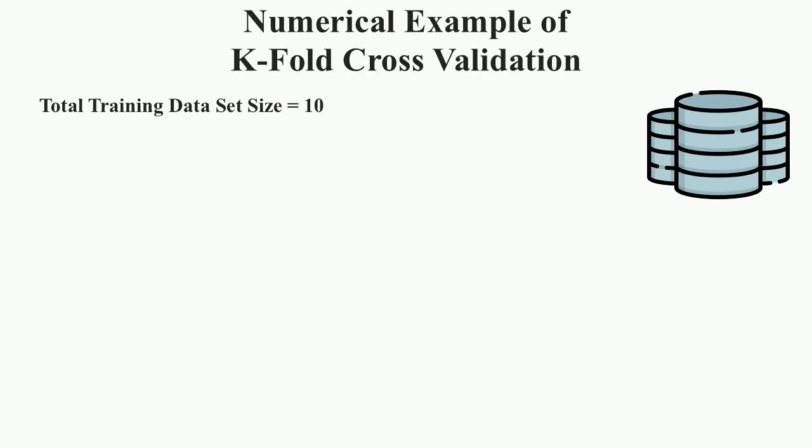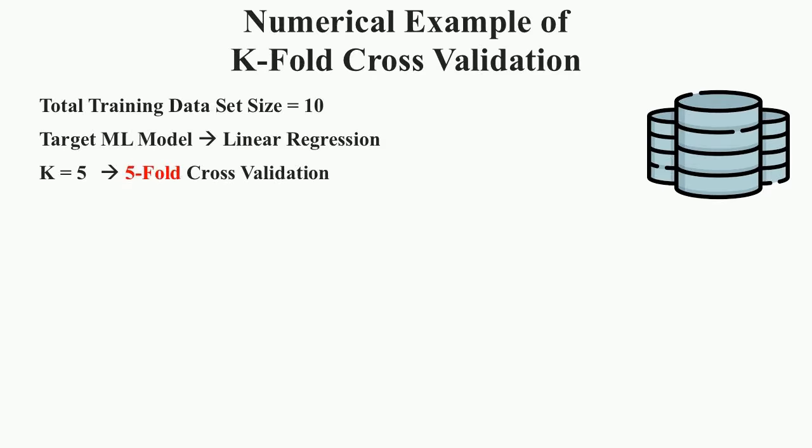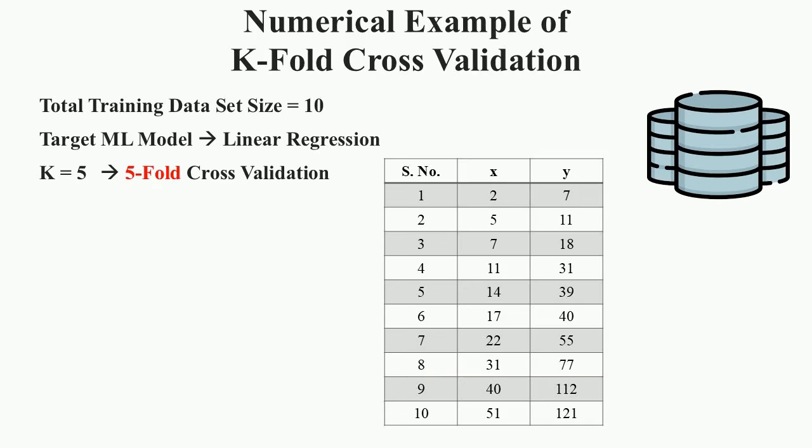Now, take a numerical example of k-fold cross-validation using linear regression. Say the data set size is 10 here. The target machine learning model is a linear regression model. Take the k-fold cross-validation value as 5. That means the data set is to be divided into 5 folds. This is the data set used for linear regression. X is the input and Y is the output. Therefore, a regression between X and Y is sought here as a machine learning model. This is the target linear regression machine learning model equation. The target is to find the optimum values of B0 and B1 using 5-fold cross-validation.